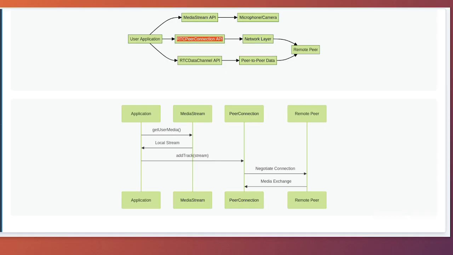The RTCDataChannel API provides a separate pathway for sending arbitrary data between peers. While RTCPeerConnection focuses on audio and video streams, RTCDataChannel gives you a bidirectional communication channel similar to WebSockets, but operating peer-to-peer. You can send text messages, binary data, files, or any other information you need to exchange. The API supports both reliable and unreliable delivery modes, allowing you to choose between guaranteed delivery with retransmission or low latency delivery that tolerates packet loss, depending on your application's needs.